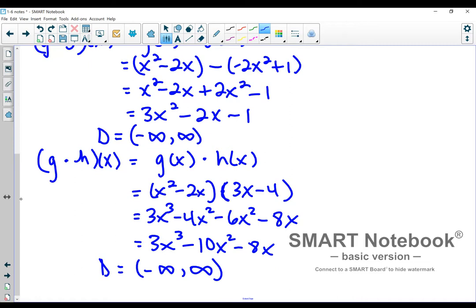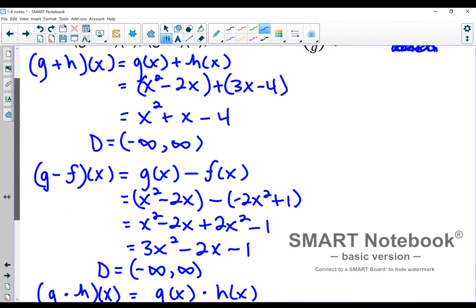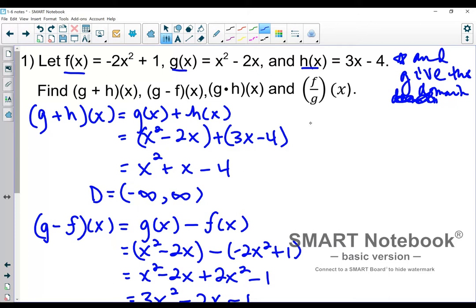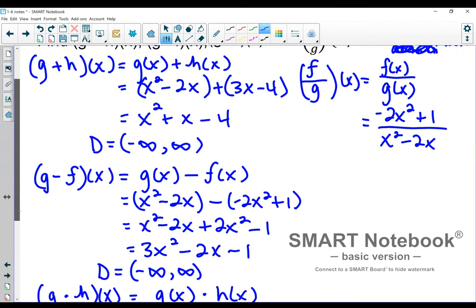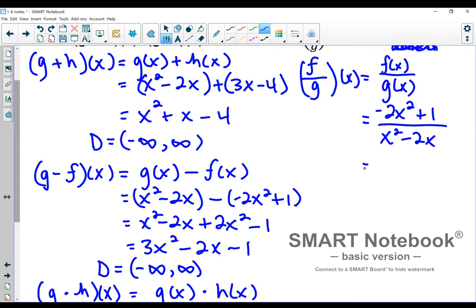My last one is a division one. So I'm going to go all the way up to the top and just work that one on the right. So f divided by g of x. So that's going to be f of x divided by g of x. So my f of x is negative 2x squared plus 1. And my g of x is x squared minus 2x. So I can tell already with that denominator, right, there's going to be some things that I can't have. So I'm going to go ahead and factor that.